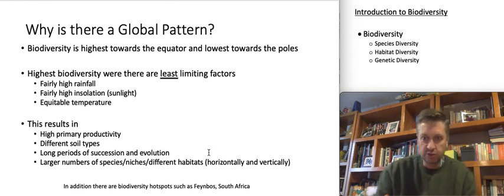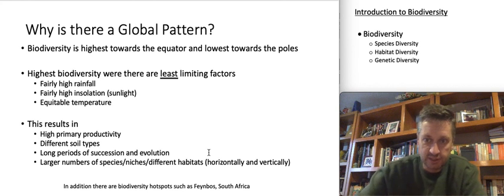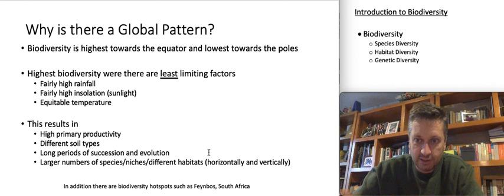I've said here that that occurs not only horizontally across land or land masses, but also vertically in terms of altitude, and in rainforest in terms of distance up the canopy.